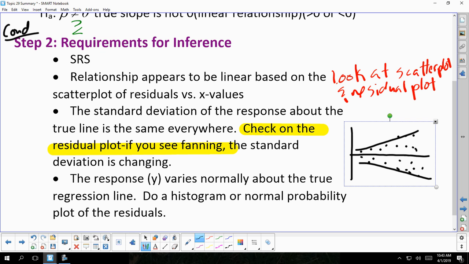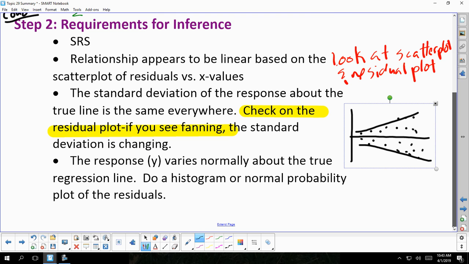The last one: the response y varies normally about the true regression line. So typically, we're going to do a histogram of the residuals. As long as it's approximately normal, or we don't see any signs that there could be a lack of normality, we're going to say this condition's met. So, do we have a simple random sample? Is the line the best model? Is the standard deviation constant? Are the residuals normal? A plot of the residuals should look normal.